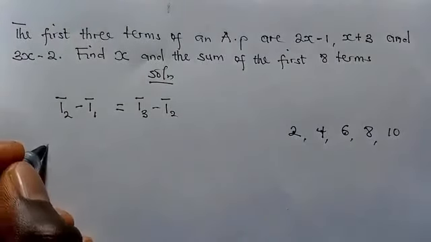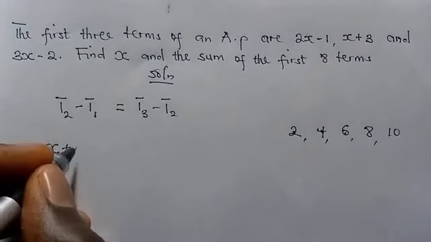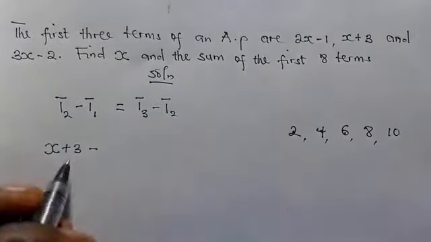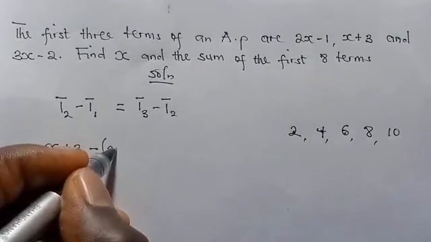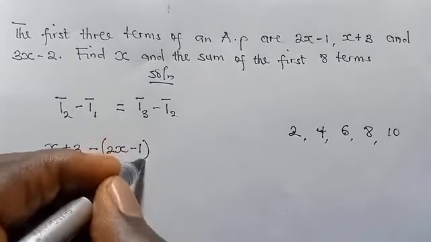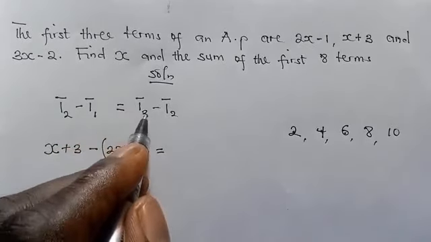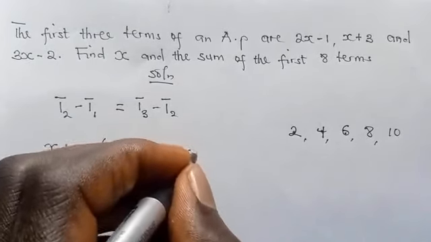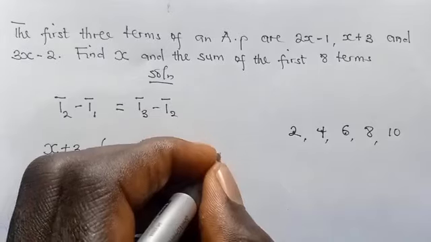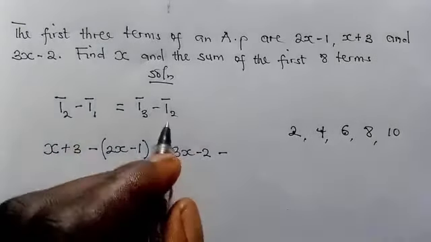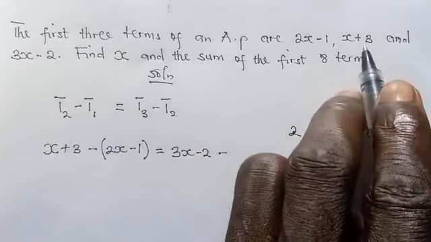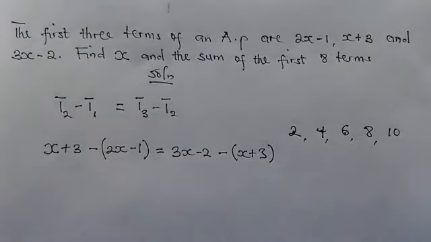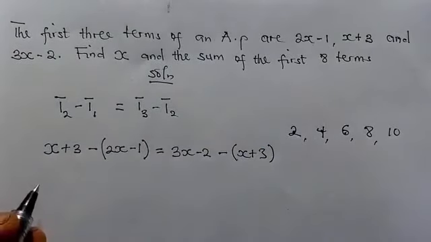That being said, we have our second term here is x plus 3. So we are going to have x plus 3 minus our first term here, which is 2x minus 1. So you have 2x minus 1. That will be equal to our third term here, 3x minus 2. We have 3x minus 2, minus term 2, which is x plus 3. So we have this equation.